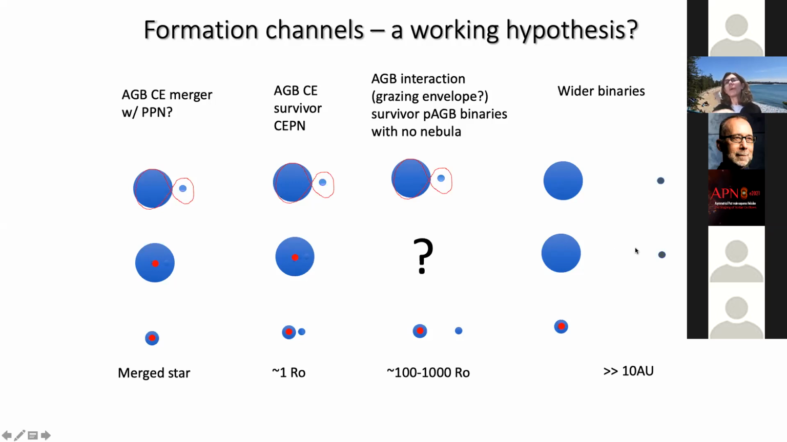And of course, there's a whole bunch of wider binaries that can influence the ejecta from the AGB and create nebulae nonetheless, and even with some interesting jets potentially, but not of the same type. So I'll leave you with this, and we'll see.